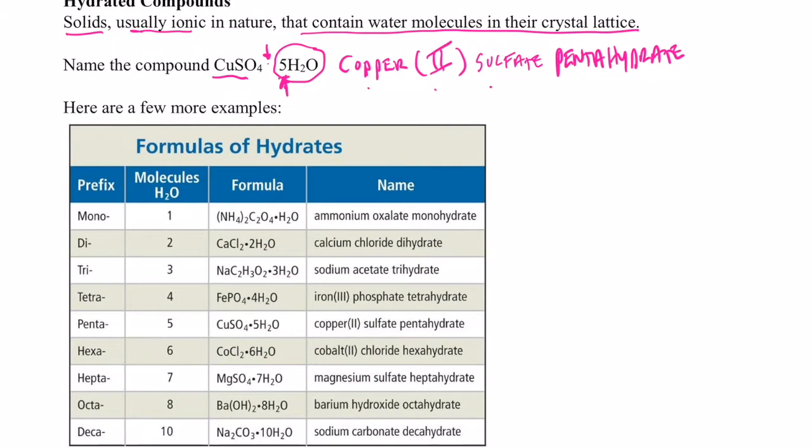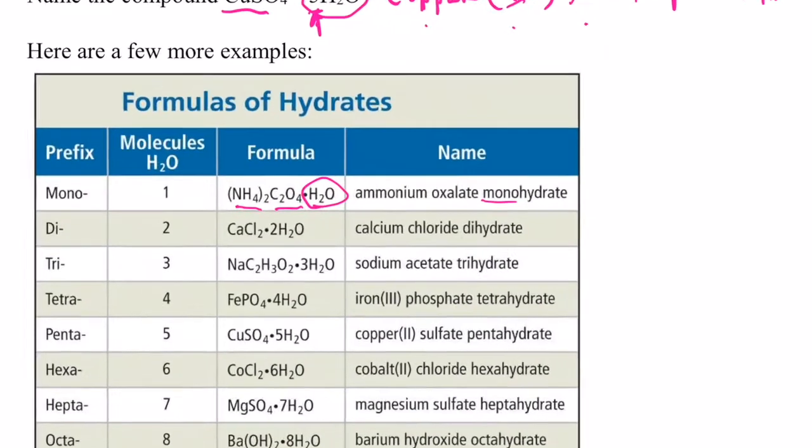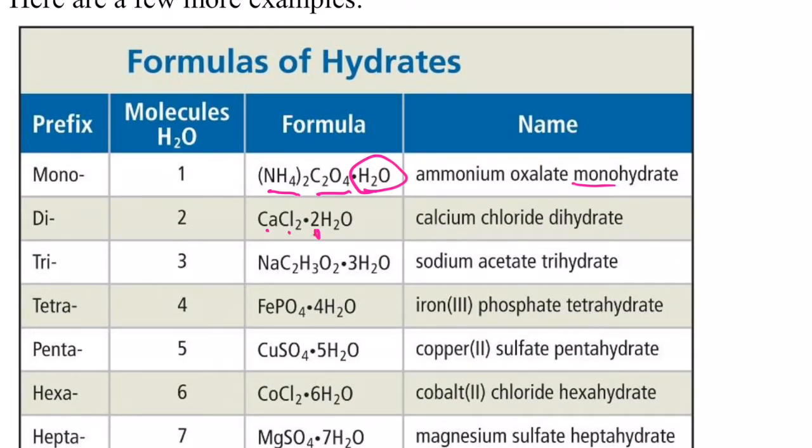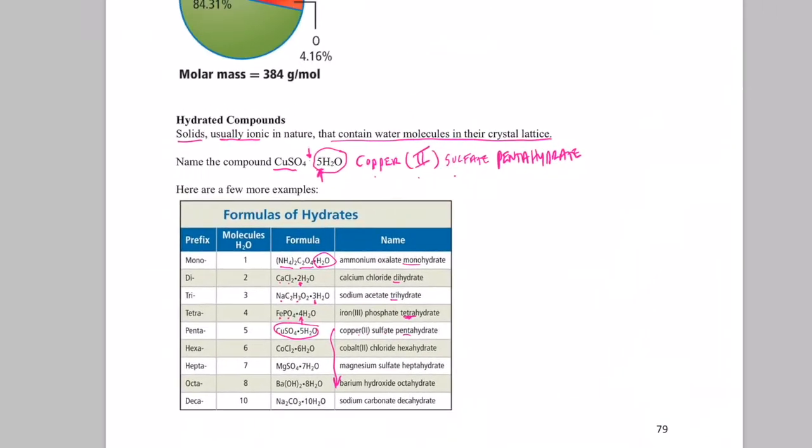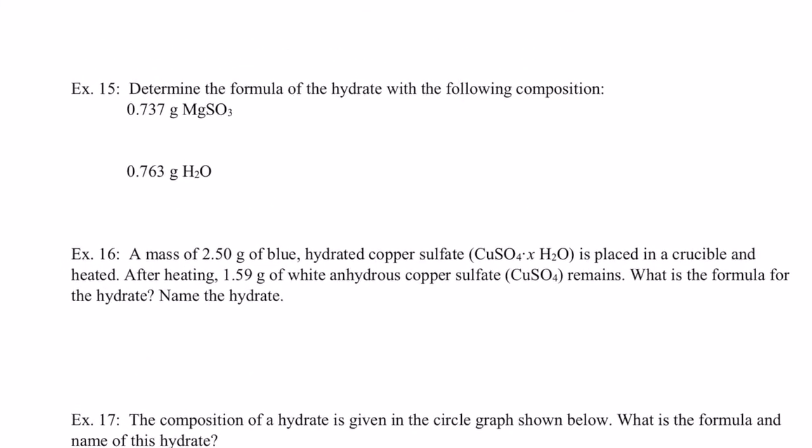Now make sure you folks know your Greek prefixes for this. Remember, we learned those with covalent compounds. So here are just a few more examples. Ammonium oxalate, and there's only 1 water there, so we call it monohydrate. And then we have calcium chloride with 2 waters, so that's a dihydrate. Sodium acetate with 3 waters, so that's a trihydrate. This would be an iron Roman numeral 3 phosphate with 4 waters, so that's a tetrahydrate. And of course the one we just did, copper 2 sulfate pentahydrate, and then so on. Okay, so let's try one of these on the next page.